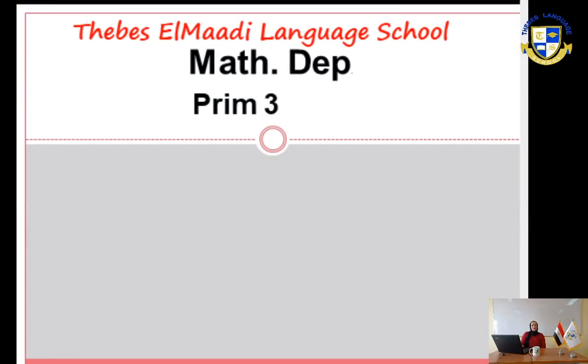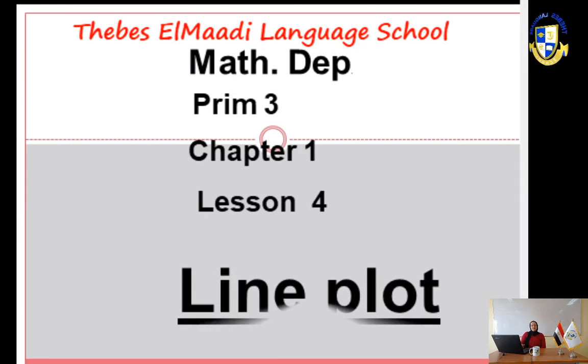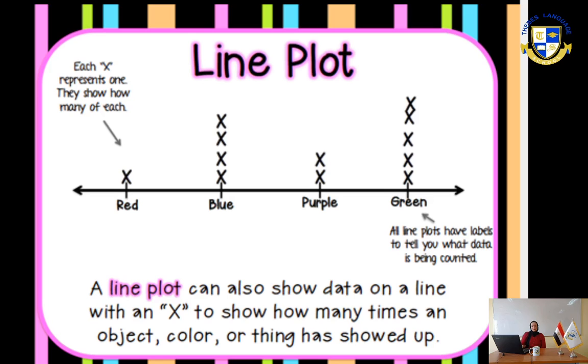Today we are going to take lesson 4. It's called line plot. It's a type also from the graph. Here, look at the picture. The line plot means we are going to draw a straight line, and we are going to represent the data by x.